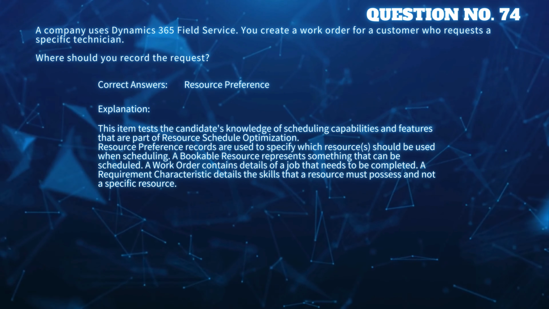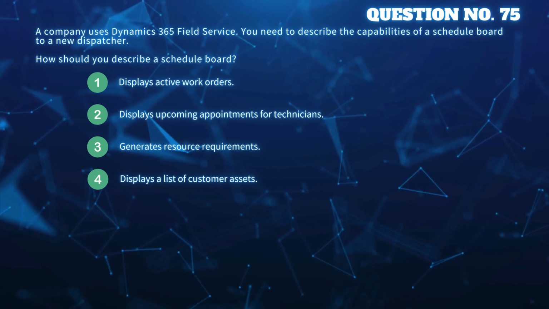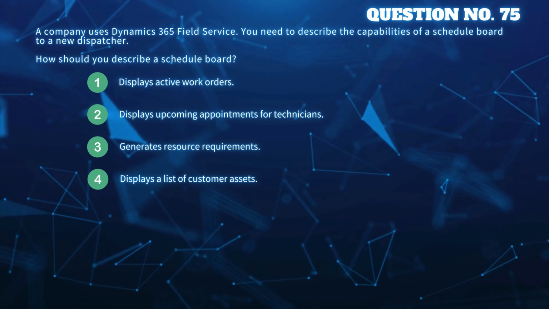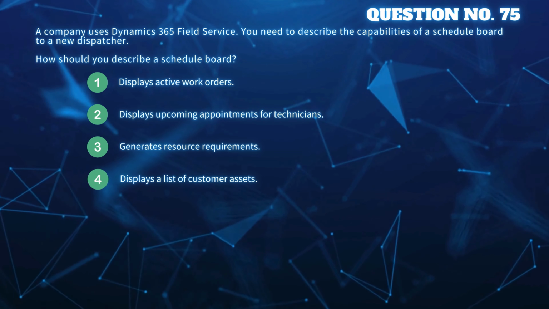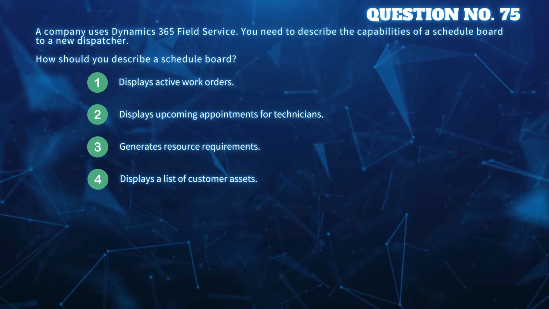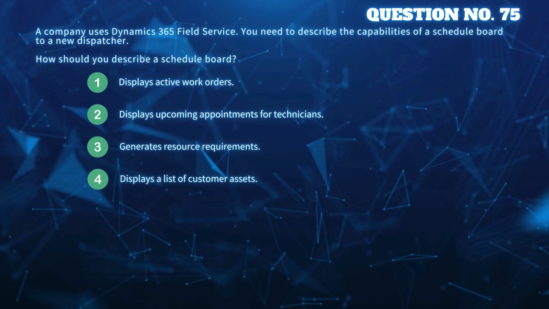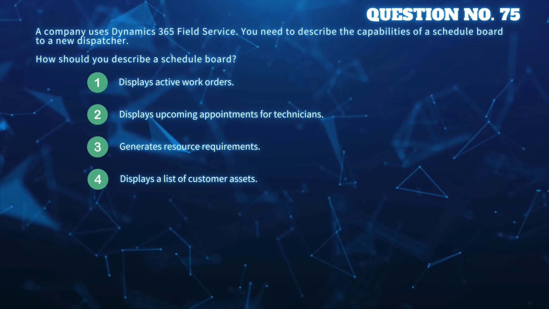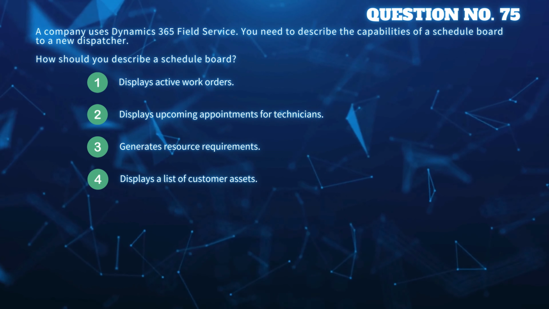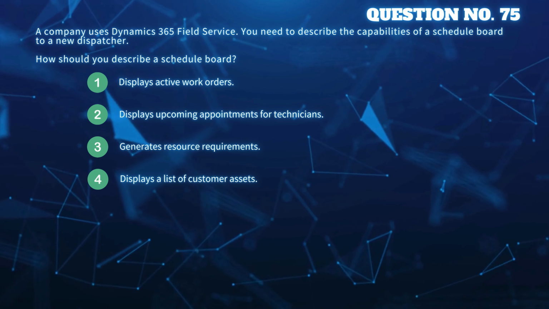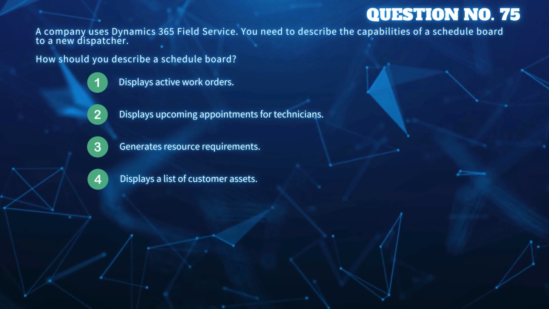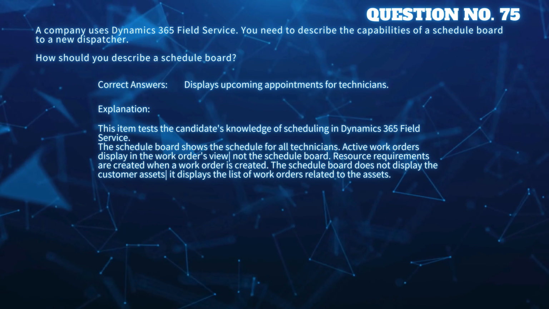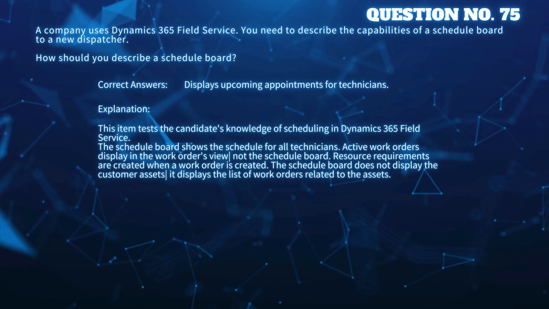A company uses Dynamics 365 Field Service. You need to describe the capabilities of a schedule board to a new dispatcher. How should you describe a schedule board? Option 1 displays active work orders. Option 2 displays upcoming appointments for technicians. Option 3 generates resource requirements. Option 4 displays a list of customer assets. Correct answer: displays upcoming appointments for technicians.